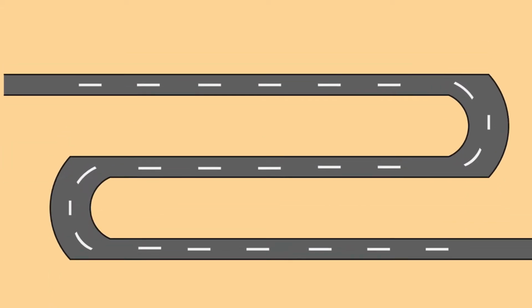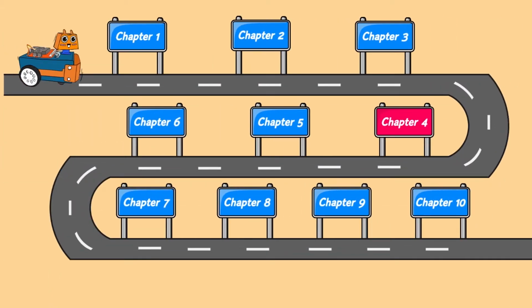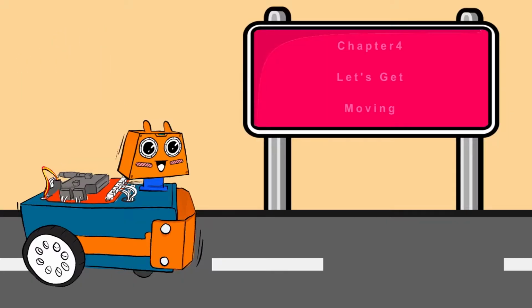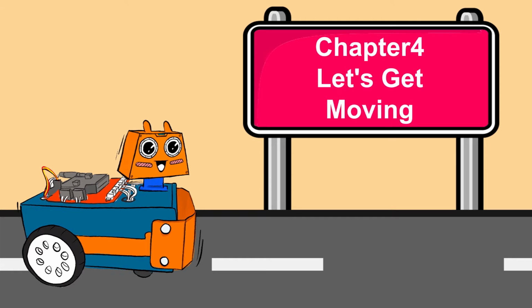Finally, today we are going to learn how to make the ZOOMBIT move around. So, come and join me with your ZOOMBIT guidebook and go to chapter 4. In this chapter, we will learn how to work with the DC motors and get ZOOMBIT moving.